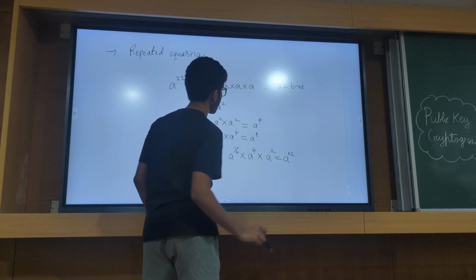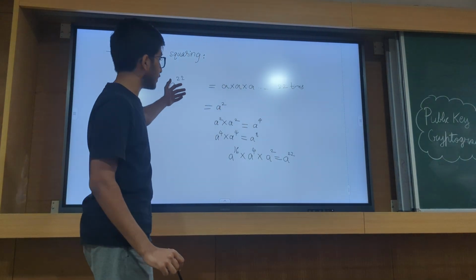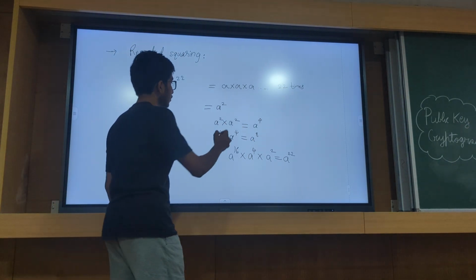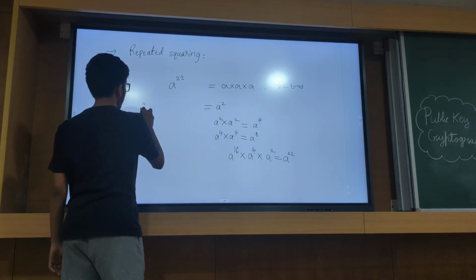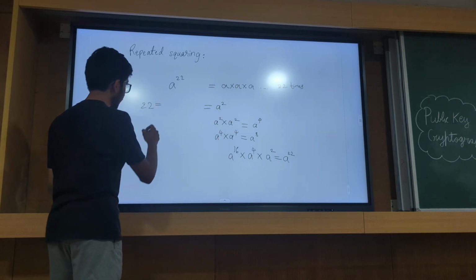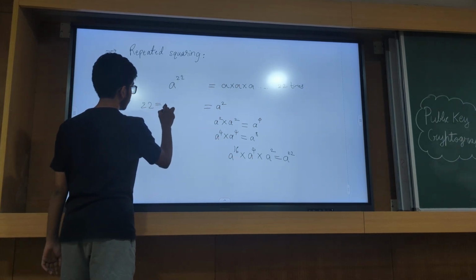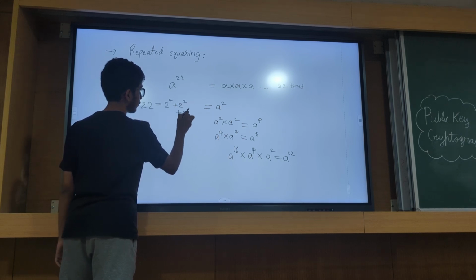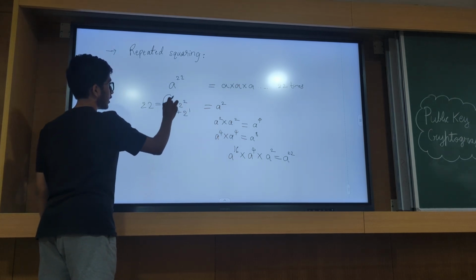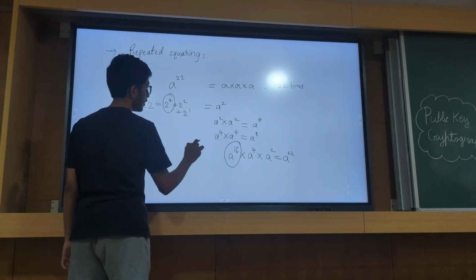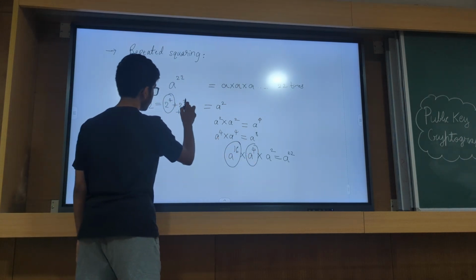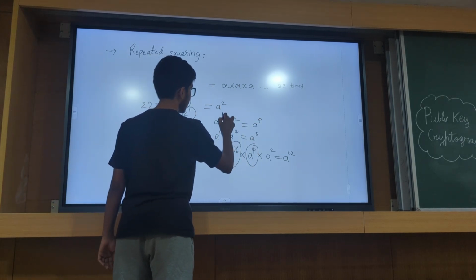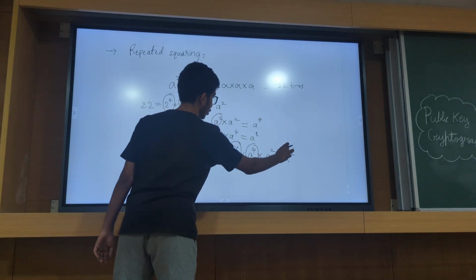So the number of steps that you take to calculate a power 22 is significantly reduced when you use this method of doubling. This is like writing 22 as a sum of powers of two: 2 power 4 plus 2 power 2 plus 2 power 1. So we first calculated a power 16, and then we also had the a power 4 intermediate value that we multiplied it with, and also we had a power 2 in the beginning that we multiplied it with, and finally we got a power 22.